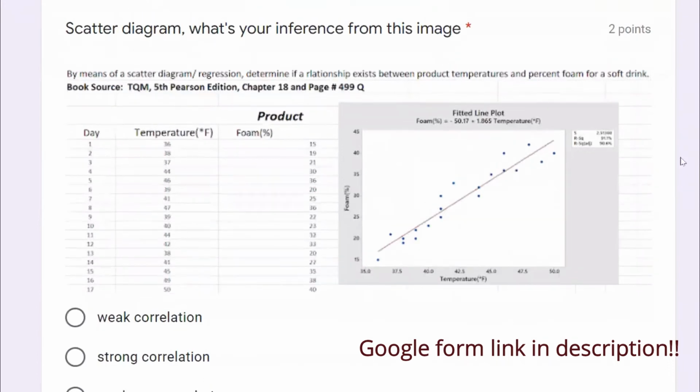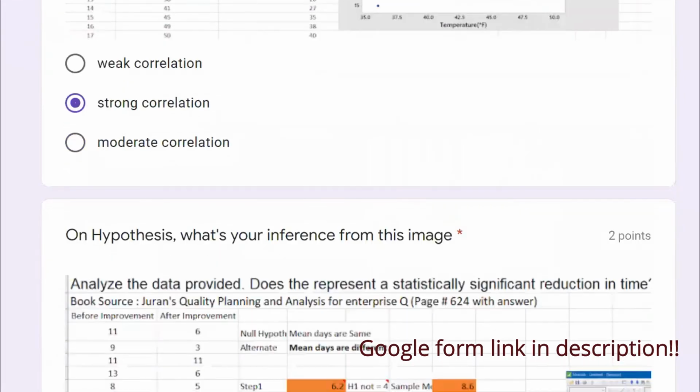Scatter diagram, what are your inferences from this image? So there are 20 days that have been taken, and how the soft drink has to do with the foam. So there is a correlation. It says a correlation of 90 percent. That means it's a strong correlation. Let's go to the next question.